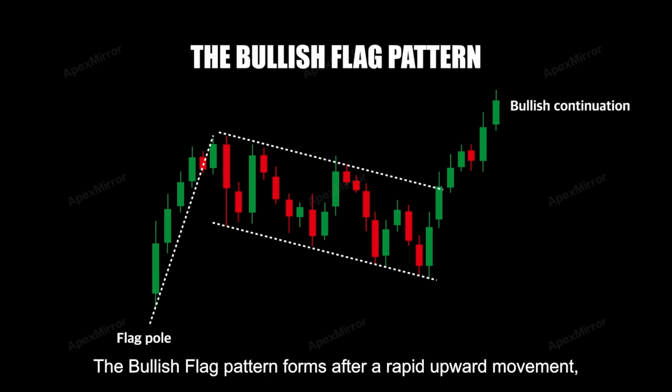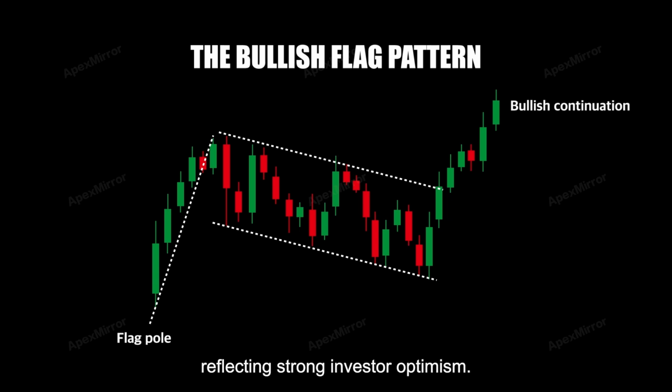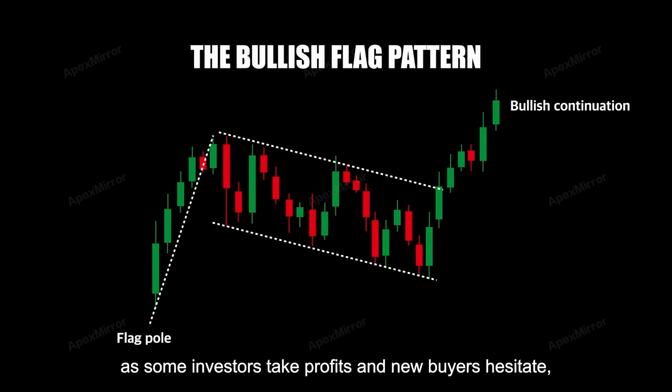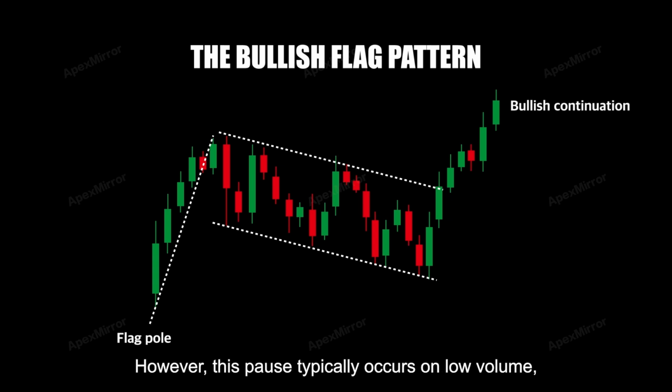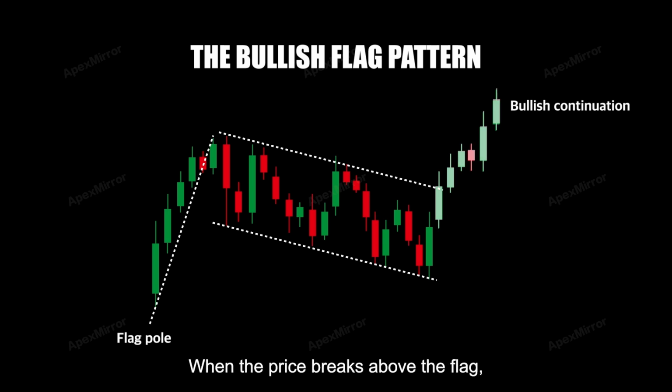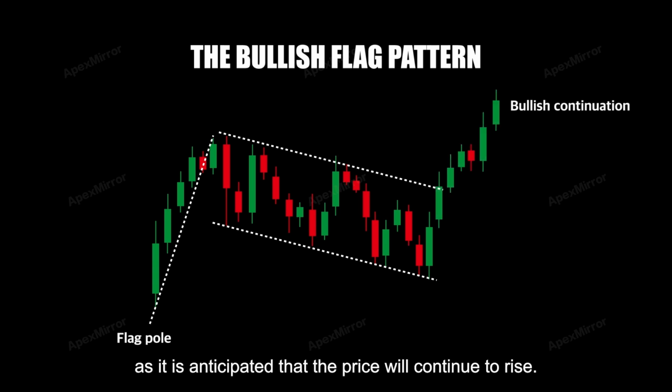The bullish flag pattern forms after a rapid upward movement, reflecting strong investor optimism. The subsequent consolidation phase, or flag, represents a temporary pause as some investors take profits and new buyers hesitate, causing a slight pullback. However, this pause typically occurs on low volume, indicating that the bullish sentiment is still strong. When the price breaks above the flag, it signals renewed buying interest, suggesting the uptrend's continuation. This is often considered a signal to buy, as it is anticipated that the price will continue to rise.